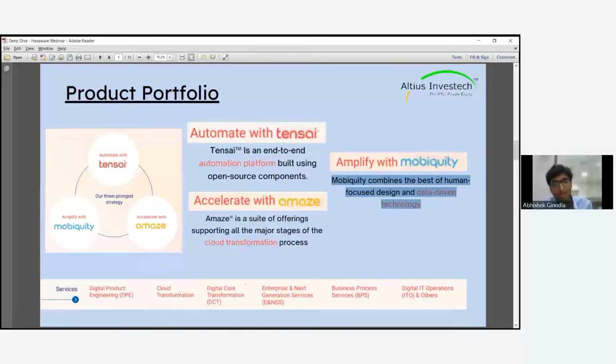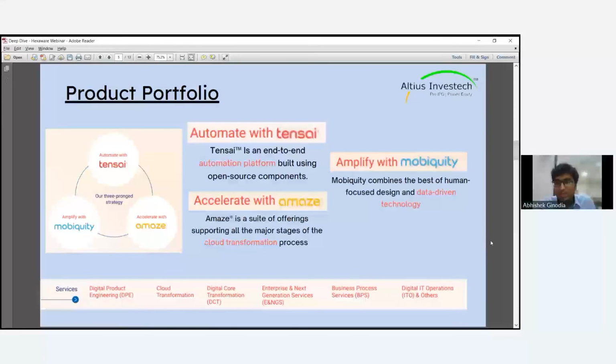So they provide a digital product engineering service, cloud transformation service, digital transformation service, enterprise and next gen services, BPS, and digital IT operations. So this is different offerings combined for different industries is what they classify as a service portfolio.